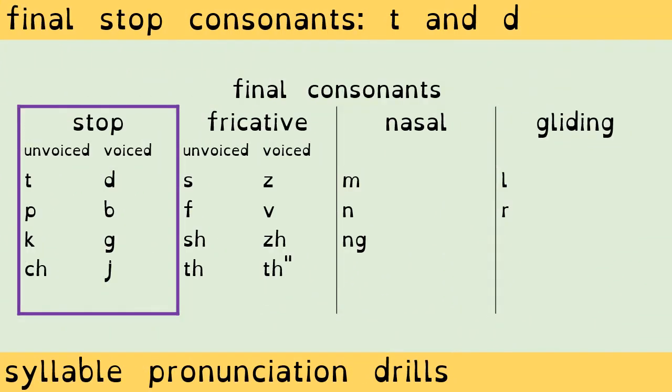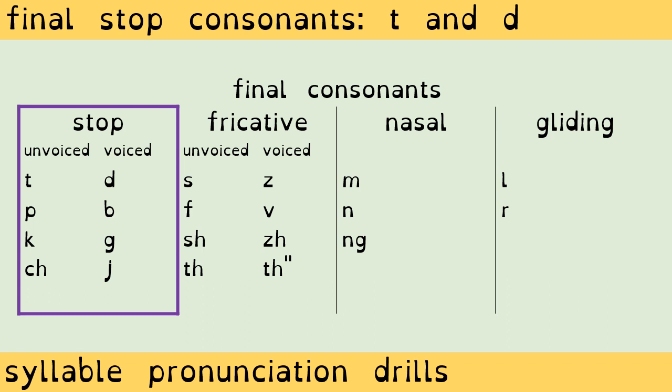Here is the chart for final consonants. Does it look the same? Did you notice any changes? Did you notice that the letter H disappeared? H is a front consonant only. Did you notice a new nasal consonant? In English, NG is a final consonant sound only.